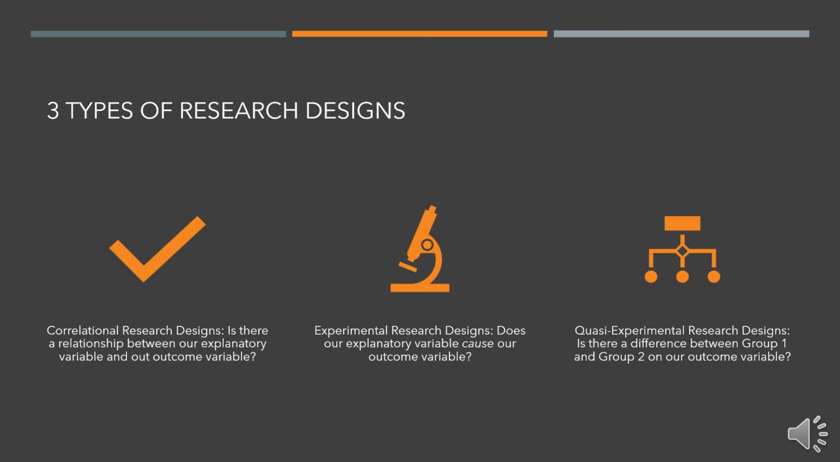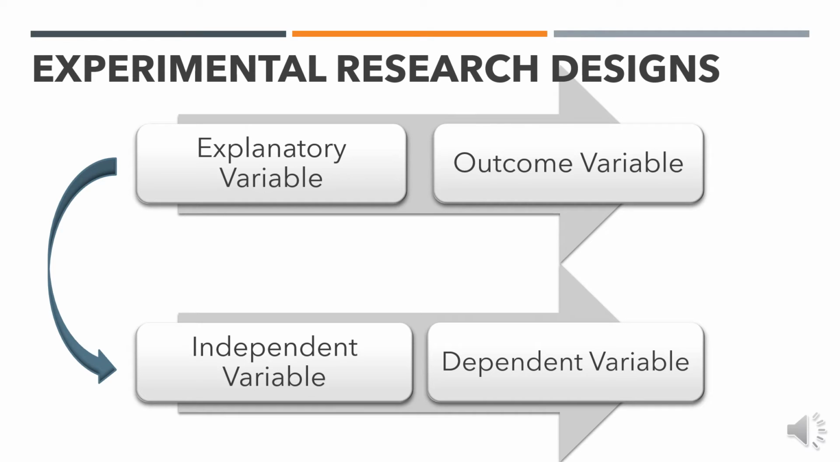The type of study design we use to better understand how variables influence or affect one another depends on what it is we're studying. With correlational research designs, what we're really trying to get at is: is there a relationship between our explanatory variable and our outcome variable? With experimental research designs, we want to know, does our explanatory variable cause our outcome variable? And with quasi-experimental research designs, what we want to know is, is there a difference between group 1 and group 2 on our outcome variable? Each type of research design has different language for the explanatory and outcome variables.